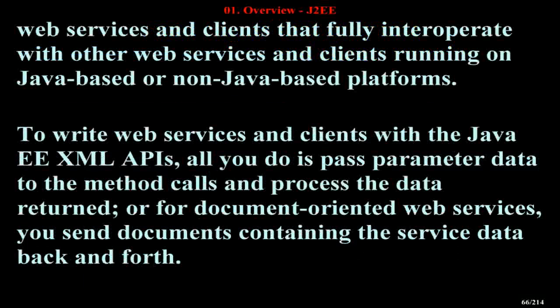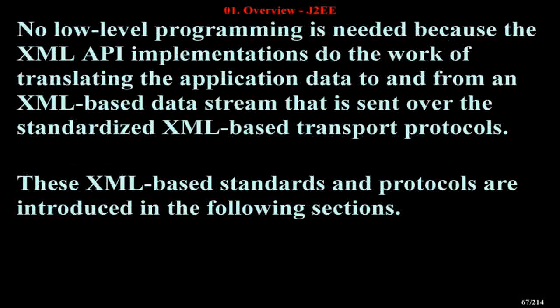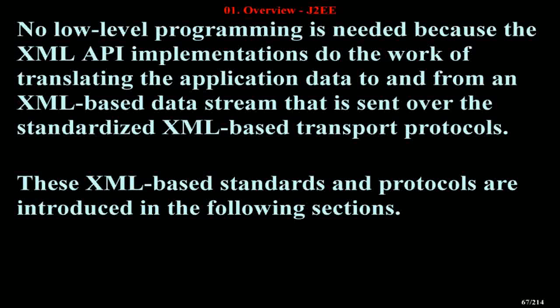To write web services and clients with the Java EE XML APIs, all you do is pass parameter data to the method calls and process the data returned. Or for document-oriented web services, you send documents containing the service data back and forth. No low-level programming is needed because the XML API implementations do the work of translating the application data to and from an XML-based data stream that is sent over the standardized XML-based transport protocols. These XML-based standards and protocols are introduced in the following sections.